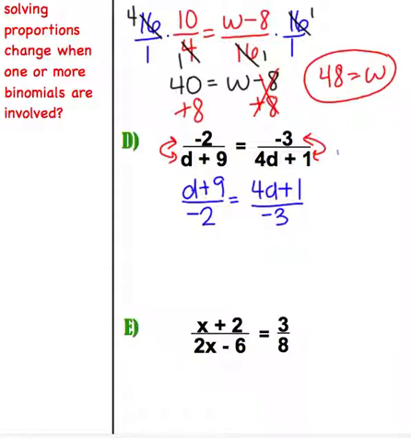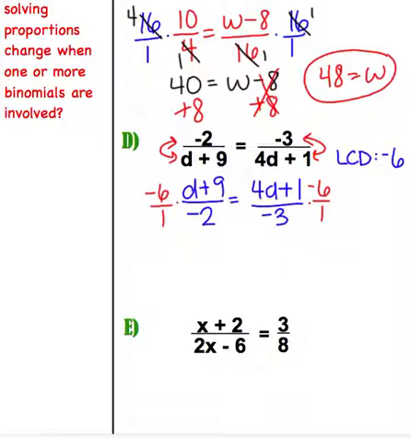Our LCD here, it's a little bit tricky. A lot of you will be inclined to say 6. We're better off if we say negative 6. That way we can clear those negatives out as well. So I'm going to go ahead and multiply by negative 6 over 1 on both sides.